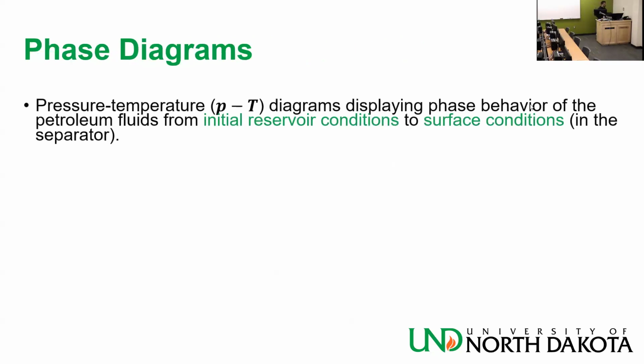Phase diagrams is basically a plot of pressure on the vertical axis and temperature on the horizontal axis. And these are used to display what we call phase behavior of the petroleum fluids from initial conditions to surface conditions.